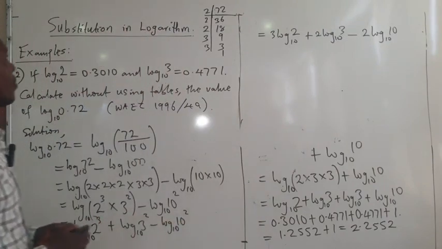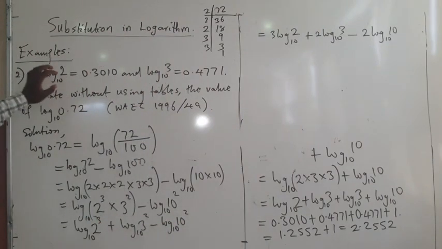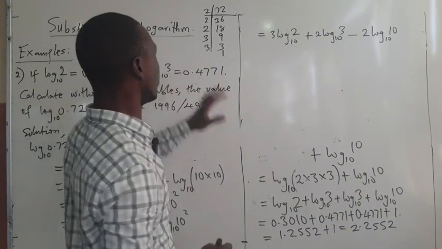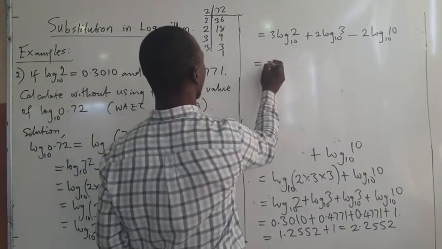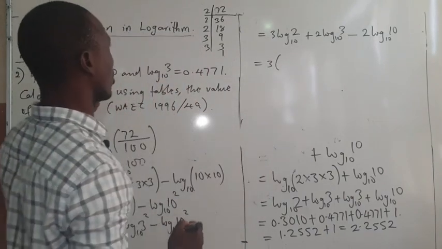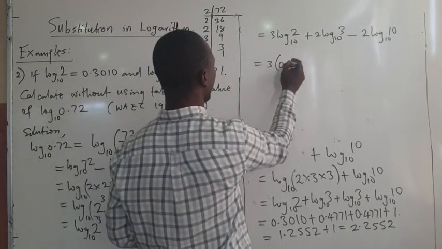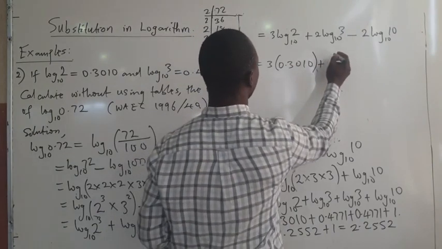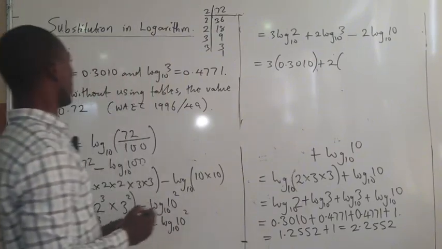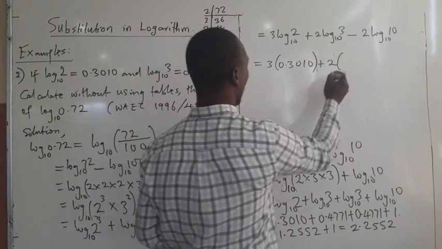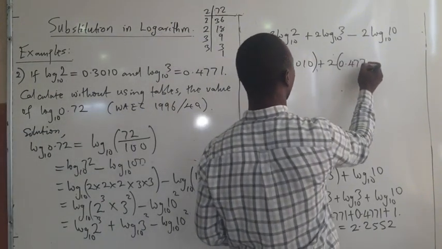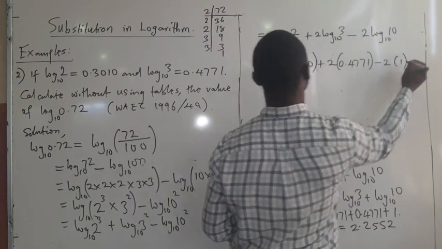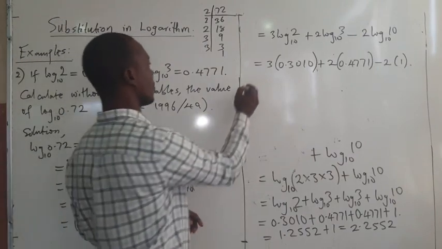In this case now, we can substitute, we replace log 2 base 10 and log 3 base 10 with the values given. So we have 3 multiplied by, what is log 2 base 10? Log 2 base 10 is 0.3010, close the bracket, plus 2 open bracket, log 3 base 10 is 0.4771, then minus 2, log 10 base 10 is 1. So we have this.